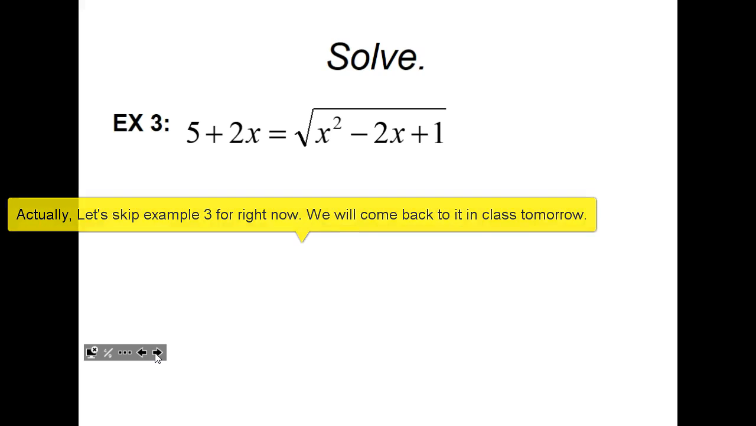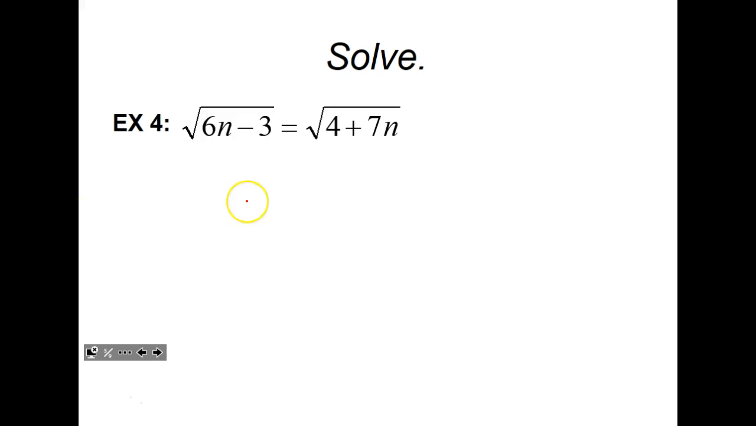For our next problem, example 4 is a little bit easier. We have square roots on both sides. We're going to square both sides. So we get 6n minus 3 equals 4 plus 7n. Now we can just solve. I would subtract the 6n. So negative 3 equals 4 plus n. I'd subtract that 4. I would get negative 7 for my n.